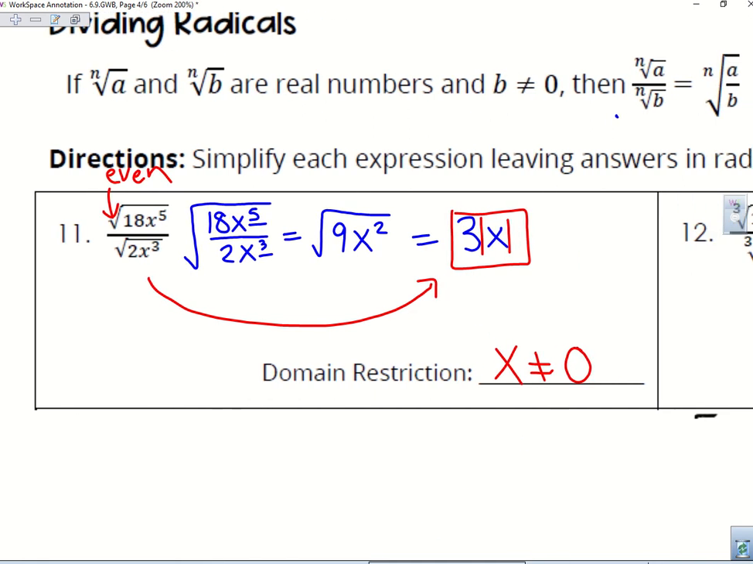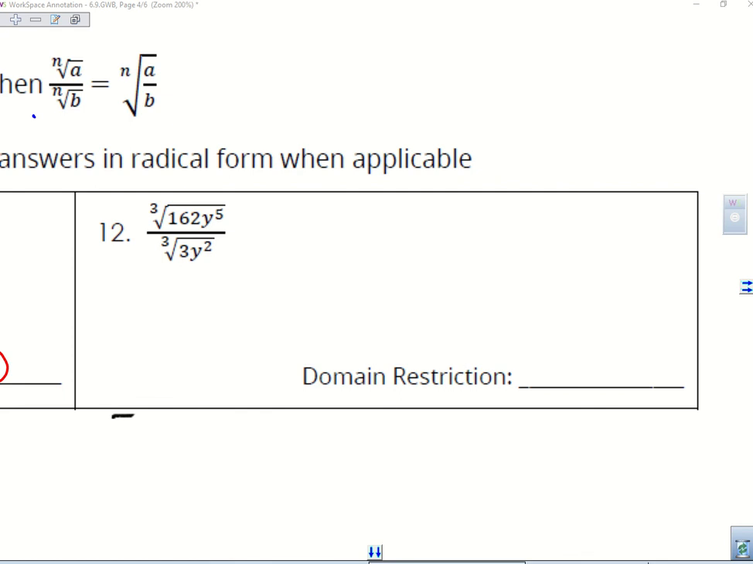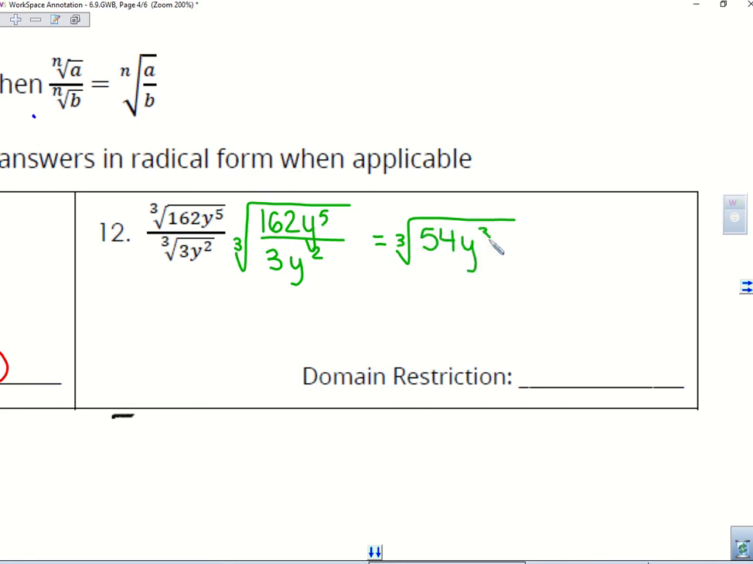We'll try one more like this. So once again, we have a third root on top and bottom. We can combine it into one big root. Which comes out to be 54 y to the 3rd, right? Now I'm going to break this up, 2 and 27. 27 breaks up into 9 and 3, and 9 breaks up into 3 and 3, right?